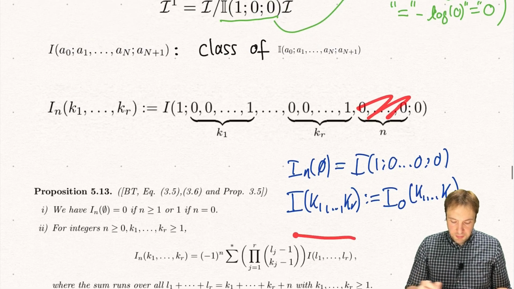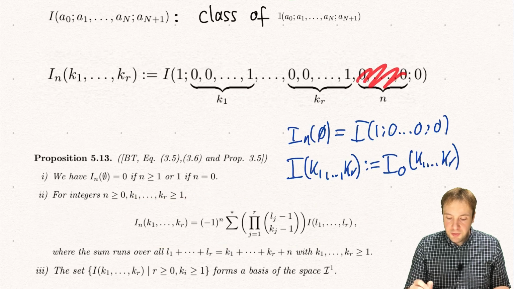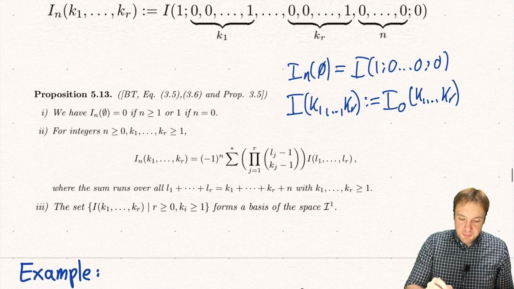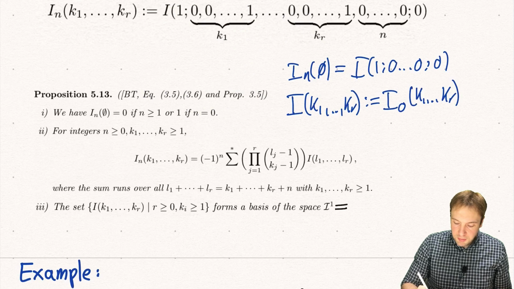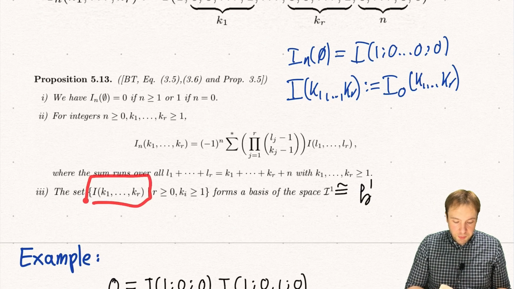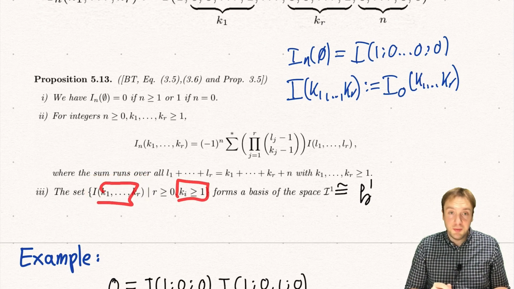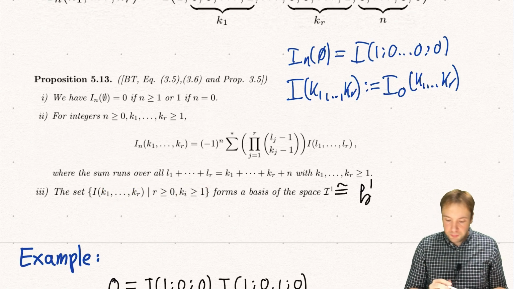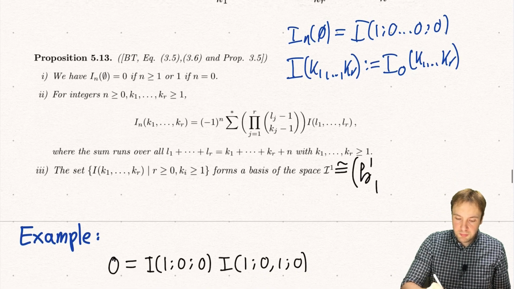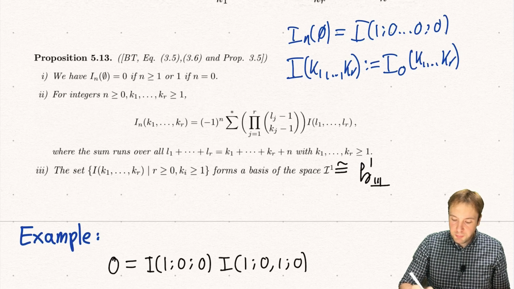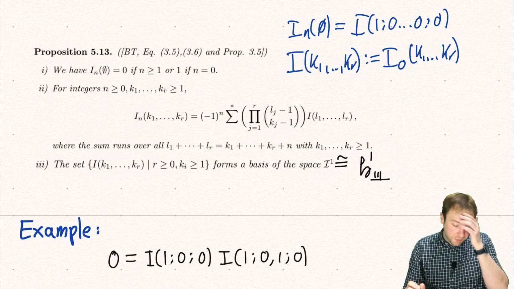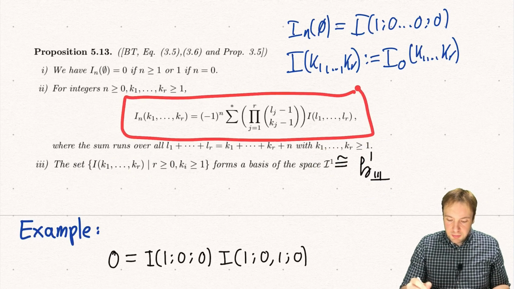And therefore, if this is true, these elements without zeros at the end form a basis of our space I1. And this basically just means that this I1 is the same as, so we can identify this with our H1, because both have bases given by these indices where k_i are greater or equal to 1. And more precisely, as a Q-algebra, this is isomorphic to this H1 with the shuffle product, because the shuffle product on this H1 is exactly the shuffle product on this I1 with respect to the spaces. But let's first do one example for this proposition here.